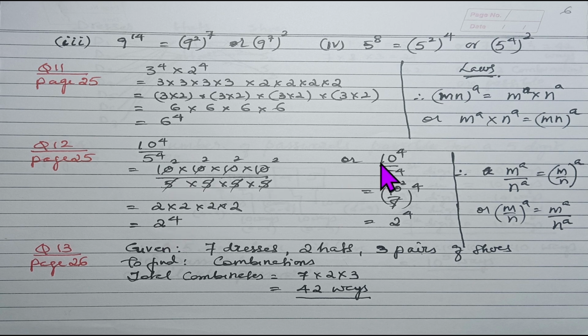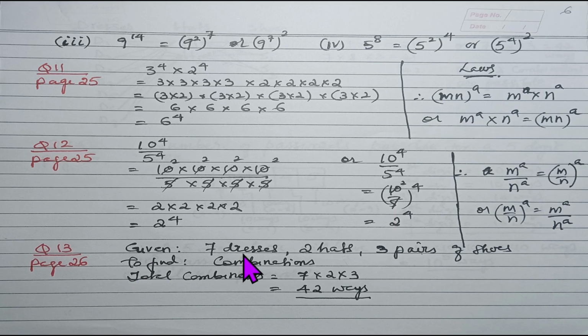Or another way of doing it is 10 raised to 4 by 5 raised to 4 will be 10 divided by 5 whole raised to 4. Please understand here, this will be (10 divided by 5) whole raised to 4. So 10 divided by 5 is 2, so it will be 2 raised to 4. So that is also a correct method. We can use the law m raised to a by n raised to a is equal to (m by n) raised to a, and that is the law I have used here, and it can be solved very easily. We don't have to follow this lengthy procedure. The simple procedure is this, okay, remember that.